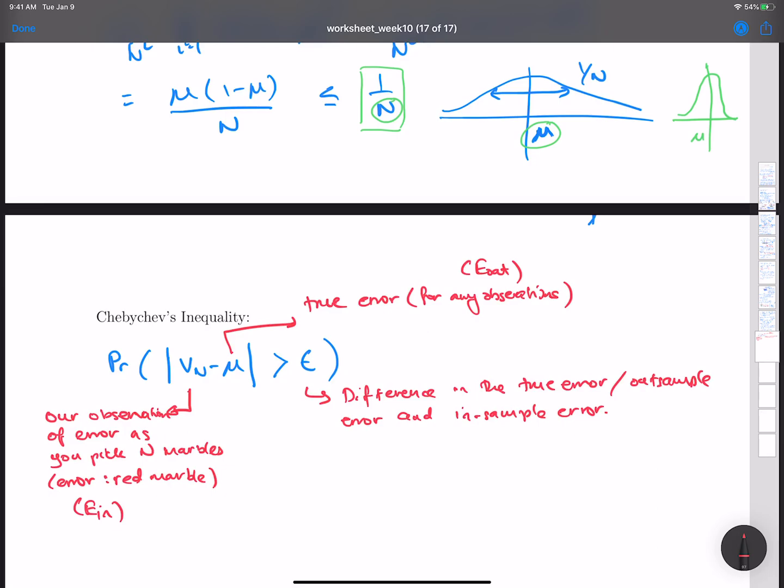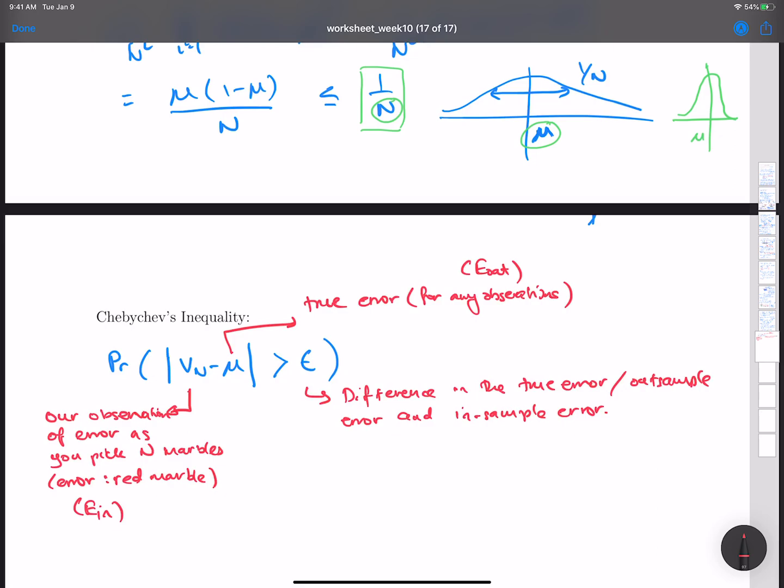This is pretty cool because you don't know what mu is, right? Mu is unknown because it comes from the target function. But if there's a way to compute the probability of how far the actual error is from the in-sample error, then you can figure out how well your model performs on points outside of the training set. So that gives you a lot of information.